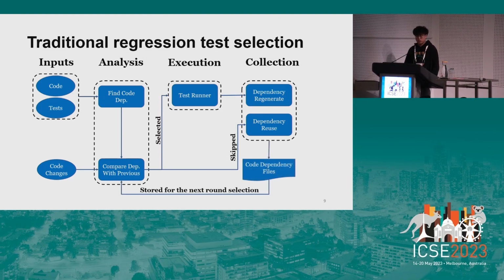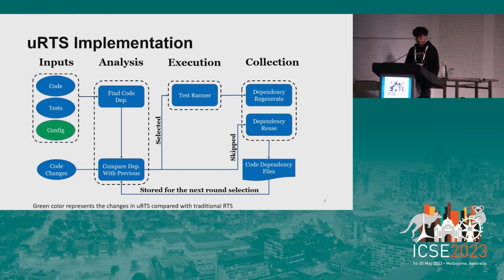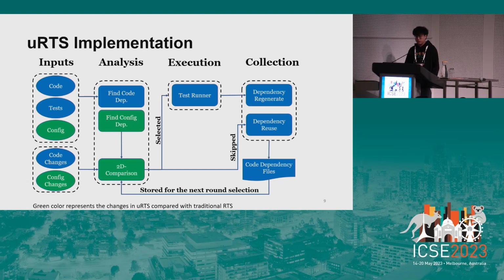URTS is very similar to the traditional regression test selection technique. There are changes in each part. For input, URTS not only considers code, but also configuration and its changes. The analysis phase finds both code and configuration dependency for selection analysis. URTS uses a two-dimensional comparison based on the key observations we mentioned in the previous slides for better selection performance. And the C-test runner is also added in the execution module. Finally, URTS collects both code and configuration dependency for further selection.